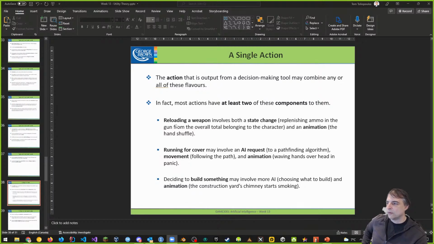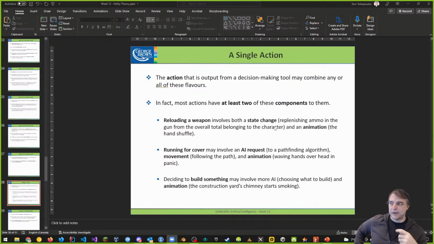So here's an example. Reloading a weapon involves both the state change, replenishing ammo, which you can't see when the enemy is replenishing ammo. Maybe you'll hear something like a primitive sound effect being played, right? Again, that's an interface change, right?